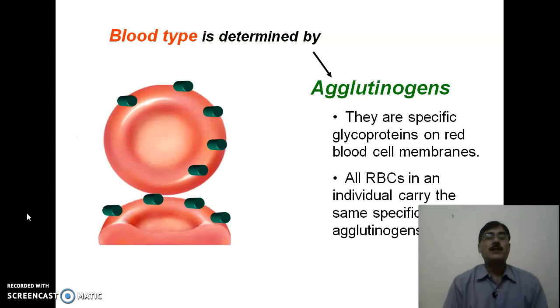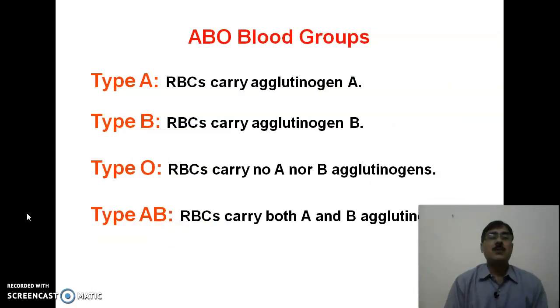Now what are the blood types as proposed by Landsteiner? In the ABO system, there are agglutinogens, which are specific glycoproteins present on the red blood corpuscle membrane, as shown in this slide. All RBCs in an individual carry the same specific type of agglutinogens, and on this basis the ABO blood group system has four types of blood.